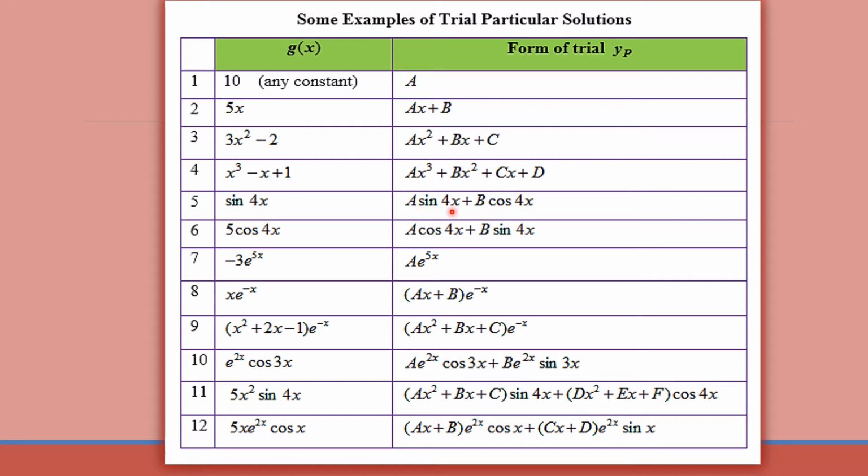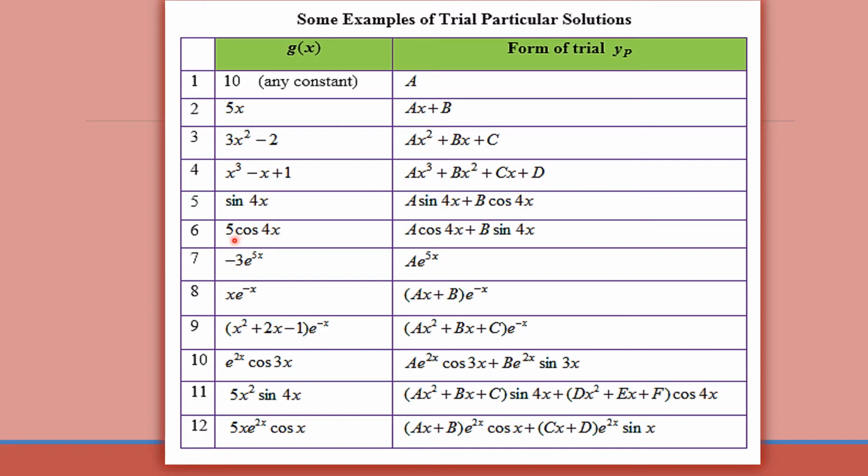However, we know from our previous lesson that a sine function always goes together with a cosine function. So you have to add another term known as B cos 4x. So you have to add B cos 4x to A sine 4x. So this will be the complete form of the trial yp corresponding to the function g(x) equals sine 4x.